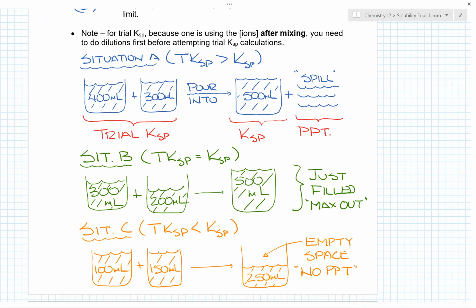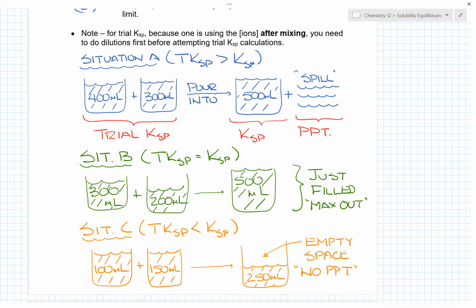So what do these 3 situations represent? Situation A is when trial KSP is larger than KSP. It's like mixing 2 solutions together and pouring into a set volume container, let's say 500 mL. You pour 400 mL of one solution into 300 mL of another solution. You max out the vessel and you get spillage. This is like a precipitation, where the trial KSP is larger than the given KSP.